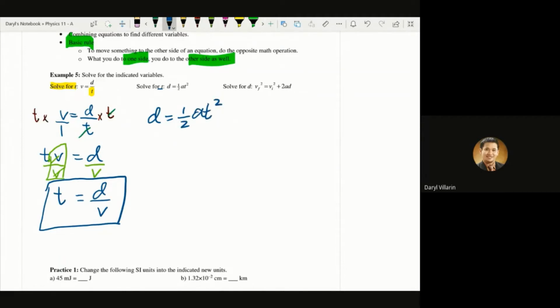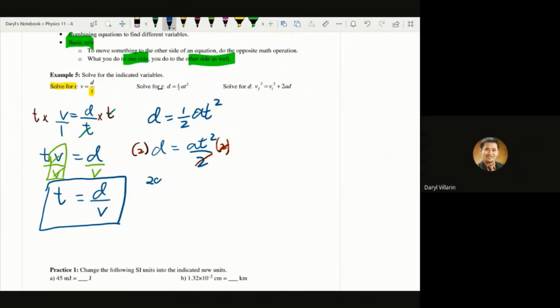Again, if I encounter something with a fraction, I need to get rid of that one first. So I have over 2. Remember that this is just the same thing as at squared over 2. If I want to get rid of the 2 on the right-hand side, just to simplify my equation, I know that I want to separate my t because I'm solving for t. So I'll be multiplying both sides by 2, because 2 over 2 is equal to 1. So in the sense, the 2 is gone on the right-hand side of the equation.